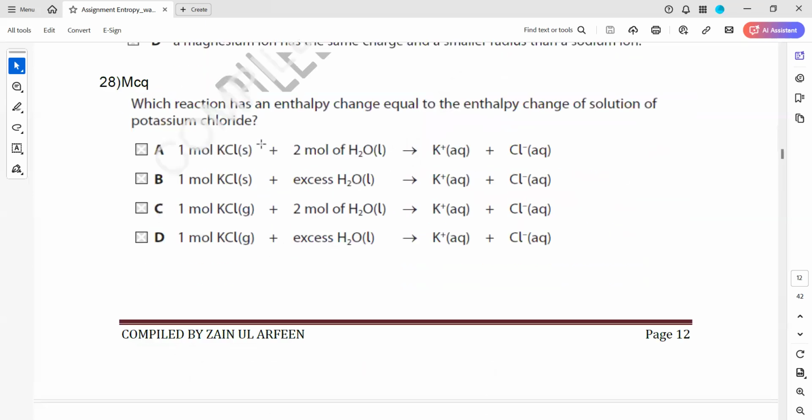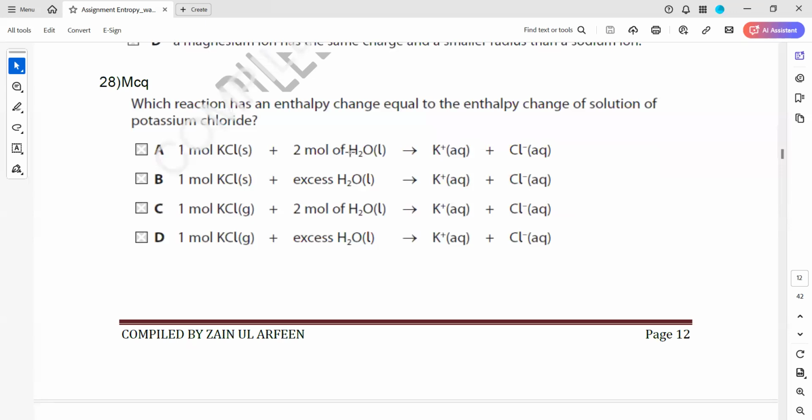Which reaction has an enthalpy change equal to the enthalpy change of solution? The term enthalpy change of solution means when 1 mole of a substance is dissolved and it will form ions in the gaseous state.